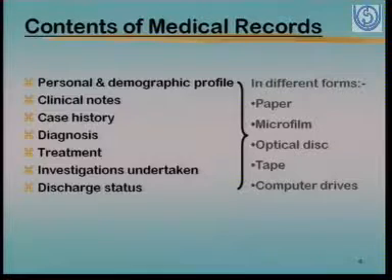What are the contents of medical records? The contents, as you all know, are usually predefined. They have a face sheet, a history sheet, a continuation sheet, an intake output chart and so on and so forth. But by and large, you have the following details: personal and demographic profile, clinical notes, that is the continuation sheets, case history, diagnosis, treatment, investigations undertaken, and discharge status. These are the contents that should be clearly stated in the medical records.